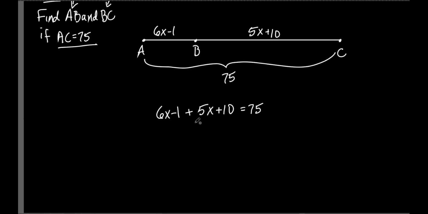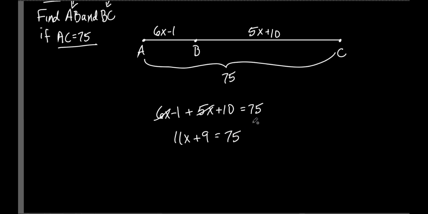I got 6x plus 5x. What's that? 11x, all right? I like to mark them off so I know I'm done with it. What other like terms do I have? Well, this is a negative 1 plus 10. What's negative 1 plus 10? It's positive 9, so we put a plus there. And that equals what? 75.